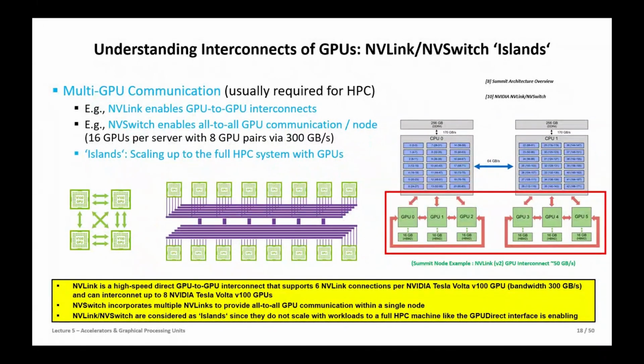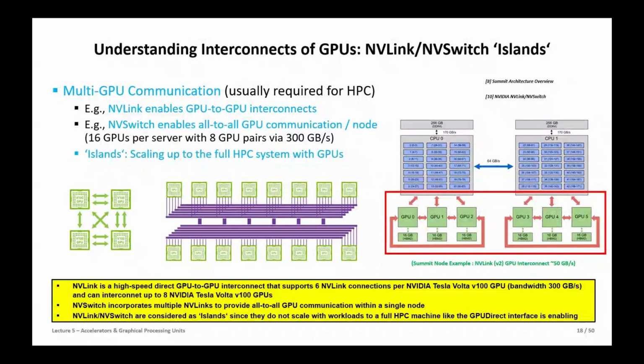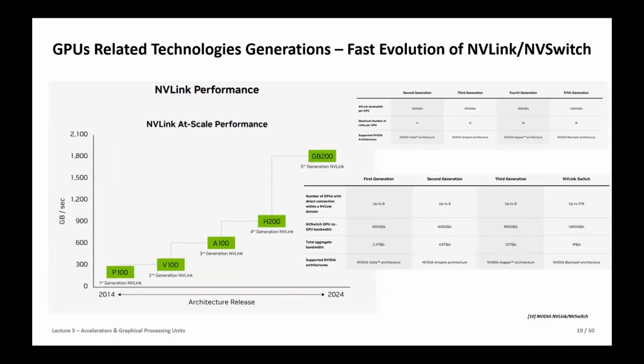But then again, the problem is scaling to a very high number of GPUs. You have seen Summit with almost 25,000 GPUs. We want to use them all together. Then you come to the effect that NVLinks and NVSwitch islands would not help you that much anymore. But technology advanced.